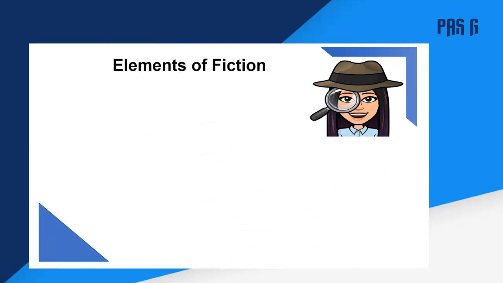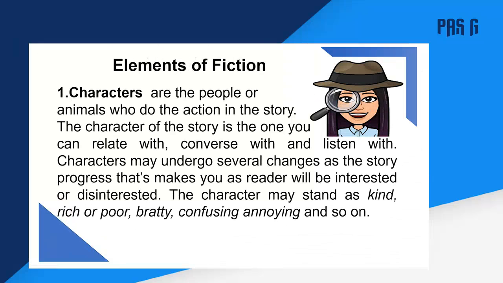There are at least 6 basic elements of fiction. First is characters. Characters are the people or animals who do the action in the story. The character of the story is the one you can relate with, converse with, and listen with. Characters may undergo several changes as the story progresses. This makes you as a reader interested or disinterested. The character may stand as kind, rich or poor, bratty, confusing, annoying, and so on.